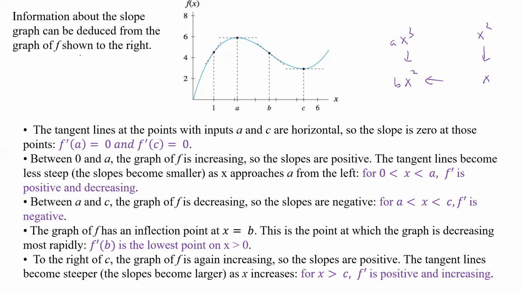Okay, so what's going to happen is we're going to have something like that. So, if this is our 0, we're decreasing and we're staying positive, okay? Now between A and C, the graph is doing what?